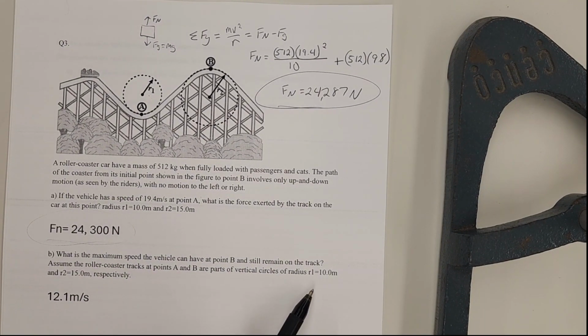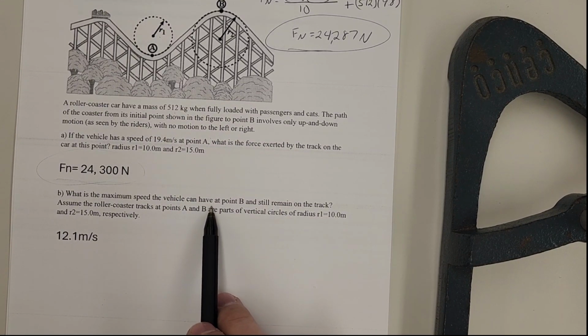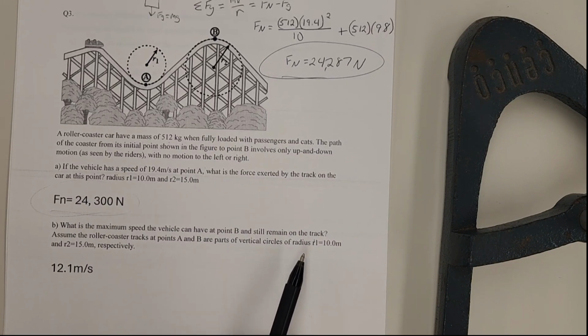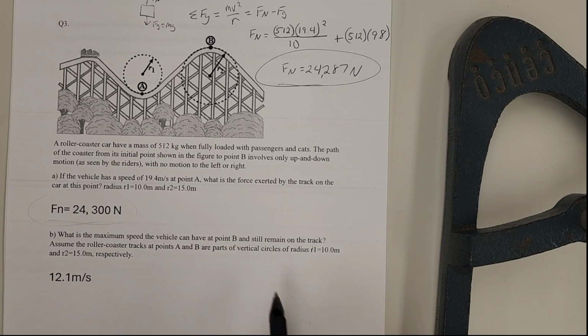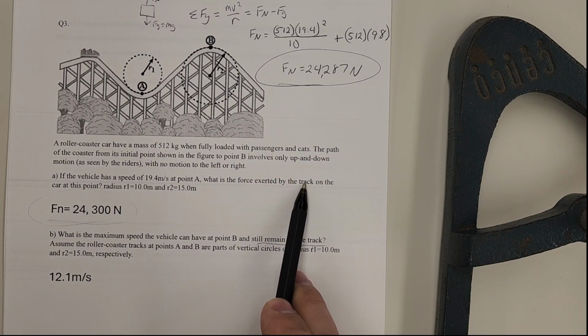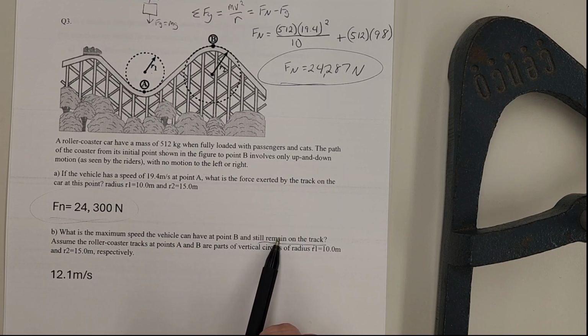Part B to this. What is the maximum speed the vehicle can have at point B and still remain on the track? Point B is all the way at the top, the maximum point where it can still remain on the track. Remaining on the track means that there must be a normal force. The track must still be exerting a force on the car, because if it is no longer exerting a force on the car, they're no longer touching. And if they're no longer touching, then it is no longer remaining on the track.